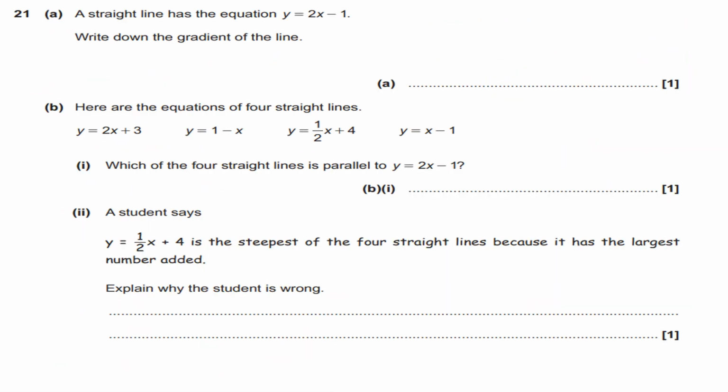Question 21, so I got this here from the OCR paper. 21A. A straight line has the equation y is equal to 2x minus 1. Write down the gradient. So the gradient is the number in front of the x. It's the coefficient of x. That will be equal to 2.